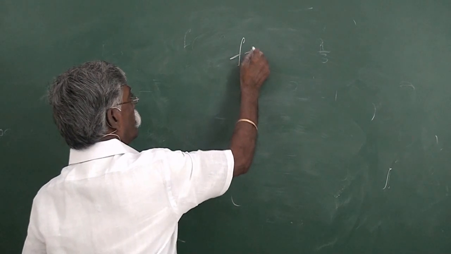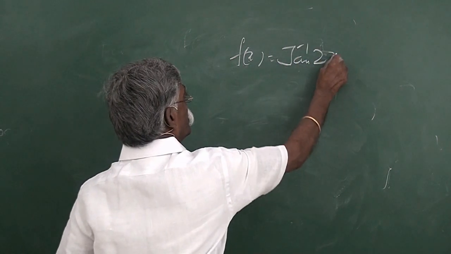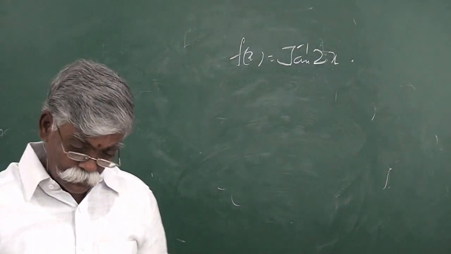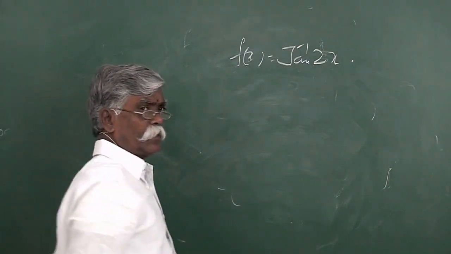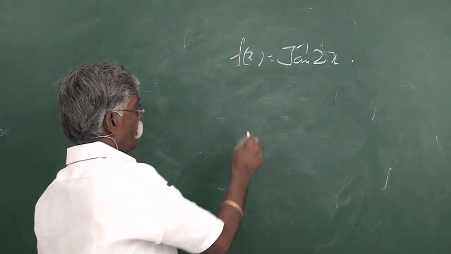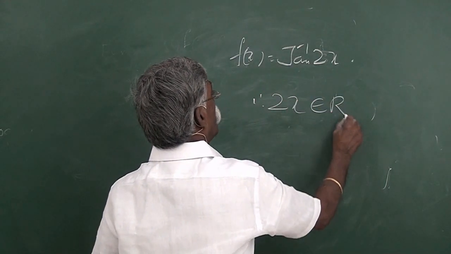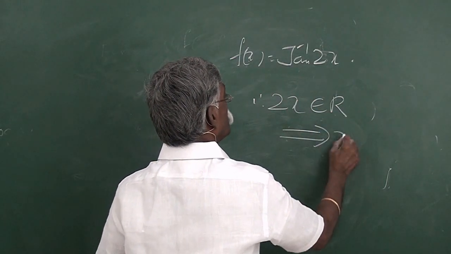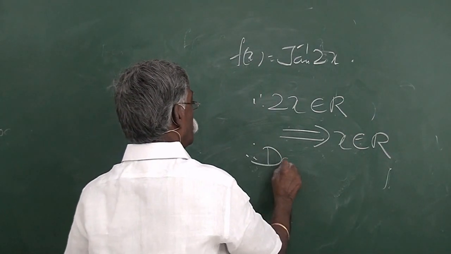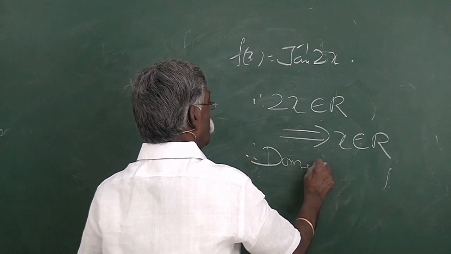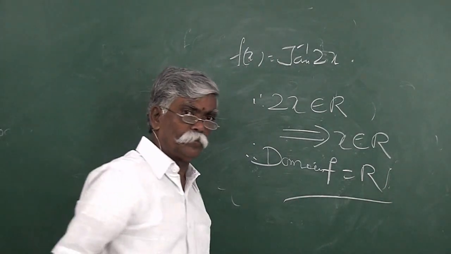F of x equal to tan inverse 2x. The domain of tan inverse 2x is capital R. Therefore, 2x belongs to R implies x belongs to R. Therefore, domain f is equal to capital R.